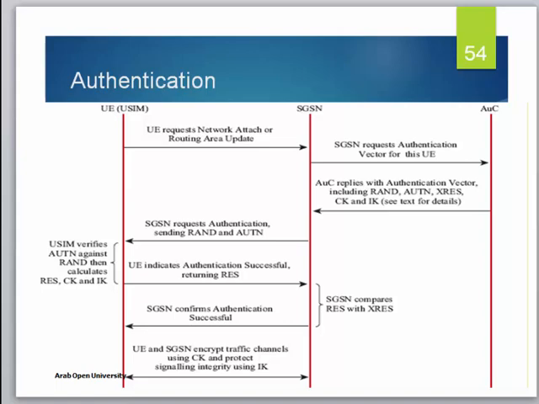Then, if both are not equal, the controlling entity shall send an attach reject to the UE. Else, if both are equal, it implies the user is authenticated, and the network shall invoke the next message of the attach procedure.